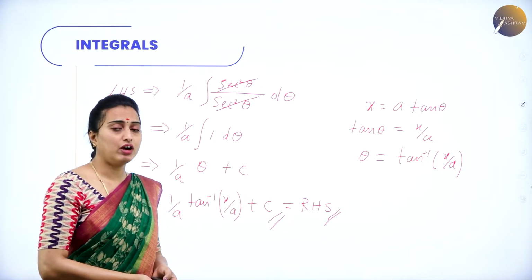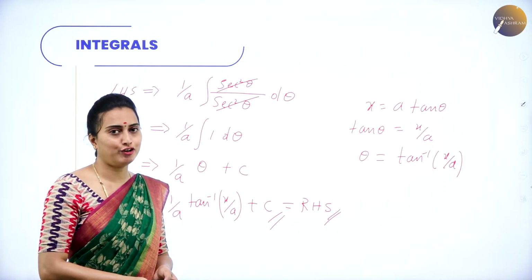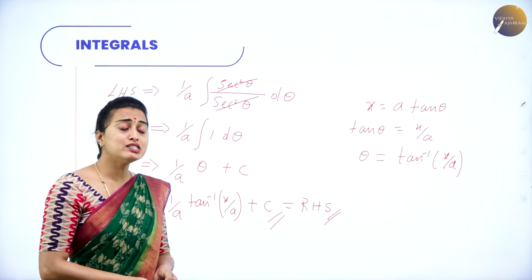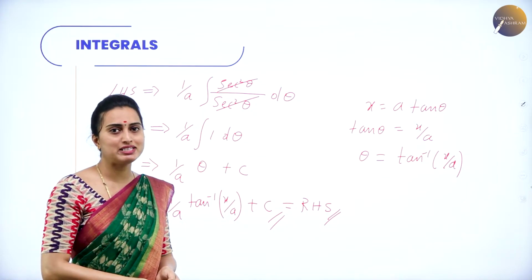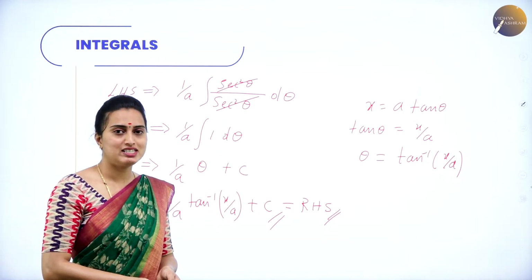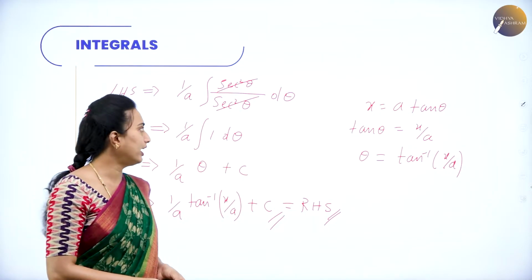Now, depending upon the right hand side proof, we are taking the trigonometric identity. Since we are having it here in terms of tan, I have taken the identity as 1 plus tan squared theta is equal to secant squared theta. Now, we'll be moving on to the next proof, dears.